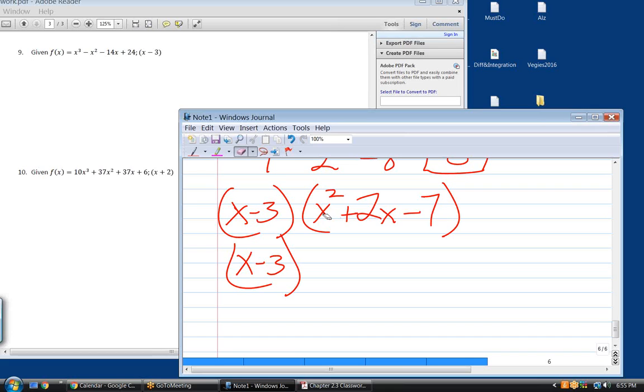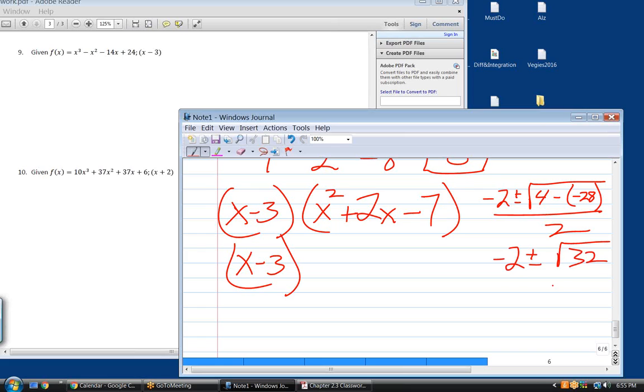Well, now you can't factor that, but you can use the quadratic formula on it. So if I use the quadratic formula on that, I got minus 2 plus or minus the square root of b squared minus 4ac. So 4 minus 4 times 1 times 7, minus 28. So that's all over 2. So now I have minus 2 plus or minus the square root of 32 all over 2.